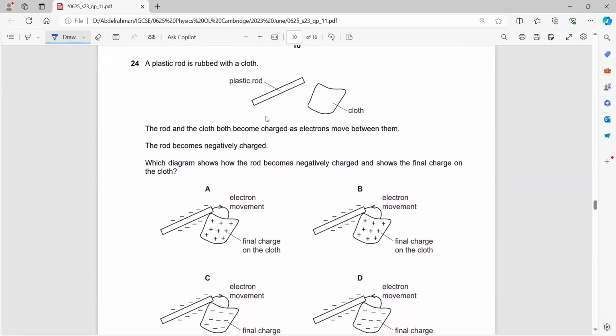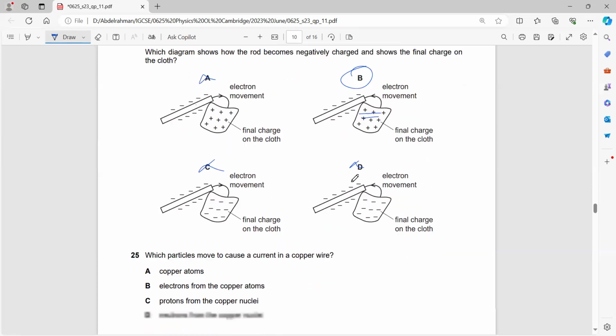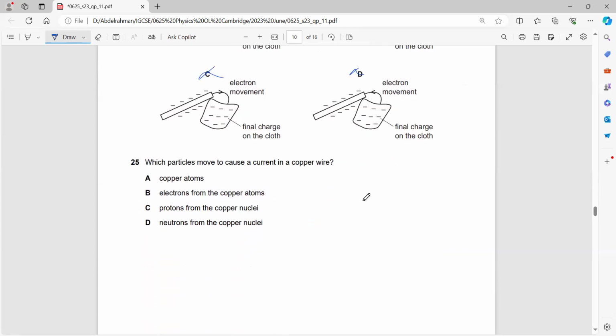A plastic rod is rubbed with a cloth. The rod becomes negatively charged, meaning that the electrons will move from the cloth to the rod, and the cloth would become positively charged. So basically, C and D are wrong. A means that the electrons are moving from the rod to the cloth, which would make the cloth negatively charged. So A is wrong. Which particles move to cause a current? The only particles that move are electrons. Okay, electrons.